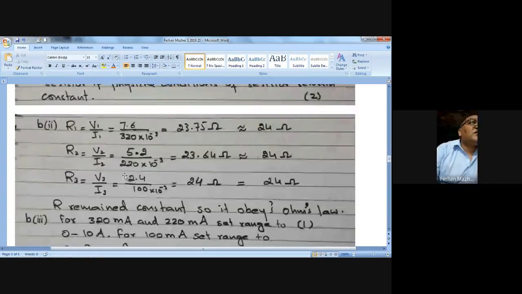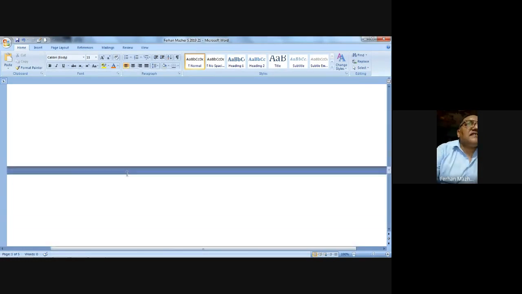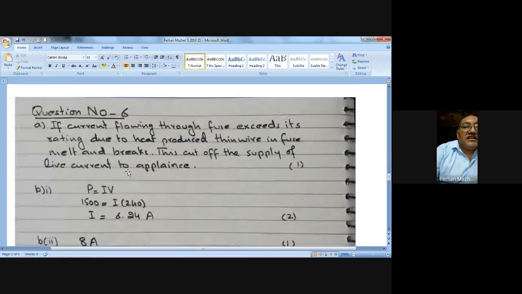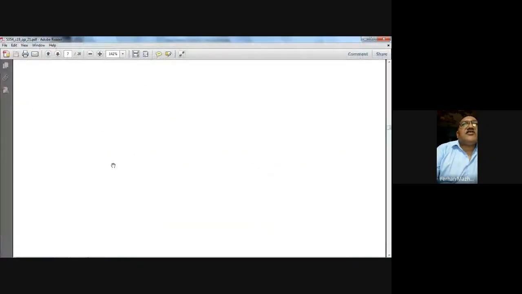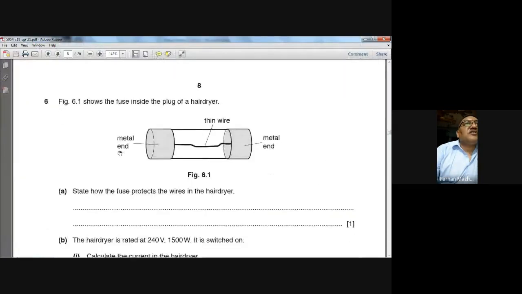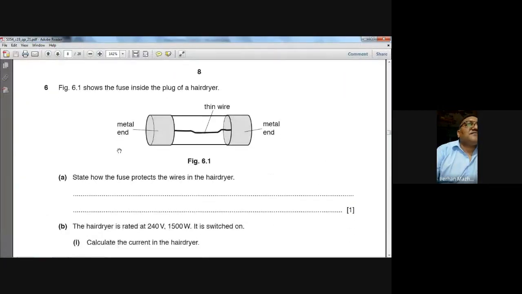I hope that question number 5 is clear. It's very clear to you. Okay, so we are moving to the next question. Question number 6. On your screen, question number 6. Figure 1.1 shows the fuse inside the plug of a hair dryer. State how the fuse protects the wire in the hair dryer.